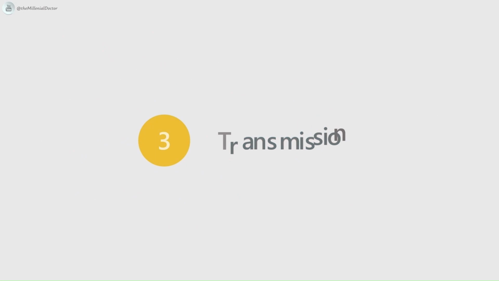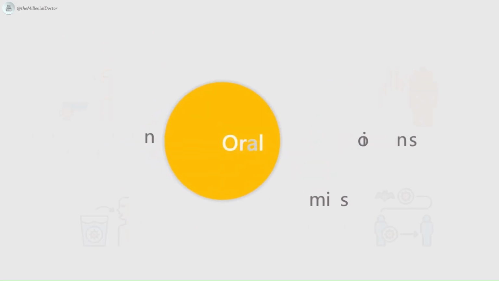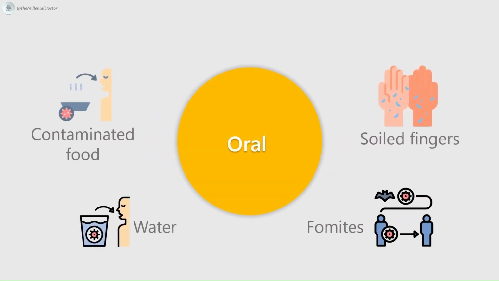Next, transmission. So the first mode of transmission is oral. This is the most common method of transmission, and this occurs through contaminated food, water, soiled fingers or fomites. Many intestinal parasites enter the body in this manner, the infective stages being cysts, embryonated eggs or larval forms.